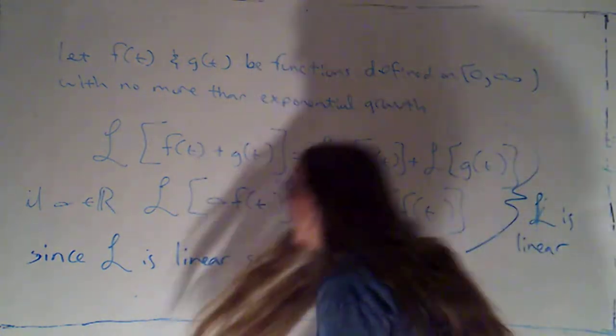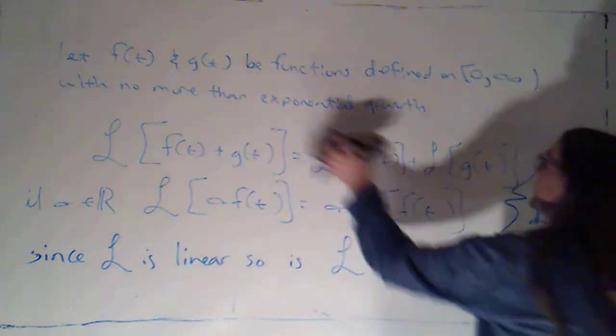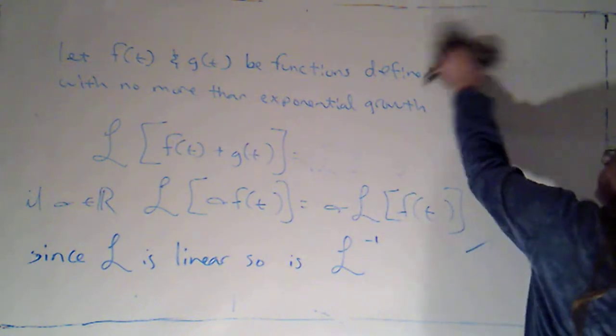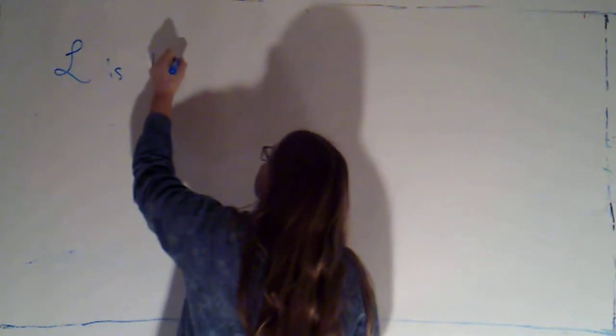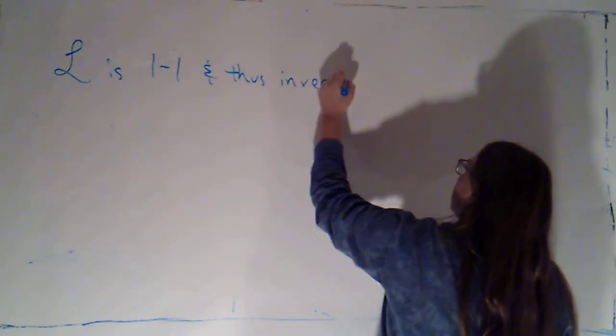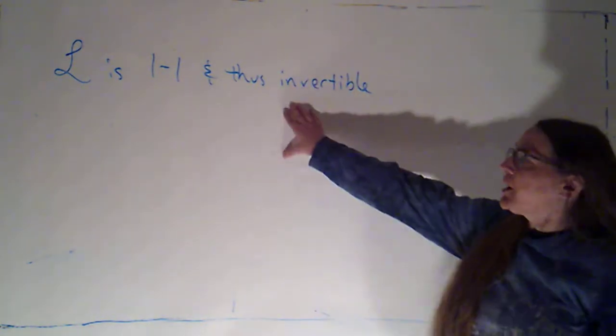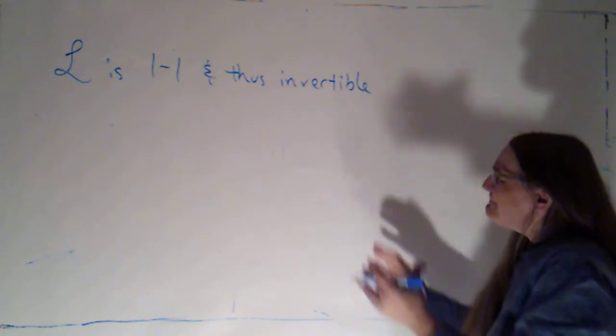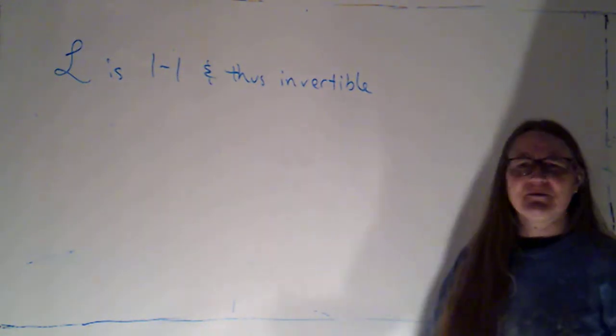Now, the other property that I want to go over right now of the Laplace transform is that it is invertible. I've stated that. I'm going to just state it again, but I want to talk about an interesting technicality there. So the Laplace transform is 1-to-1 and thus invertible. I'm not going to prove that, but hopefully that seems reasonable to you.